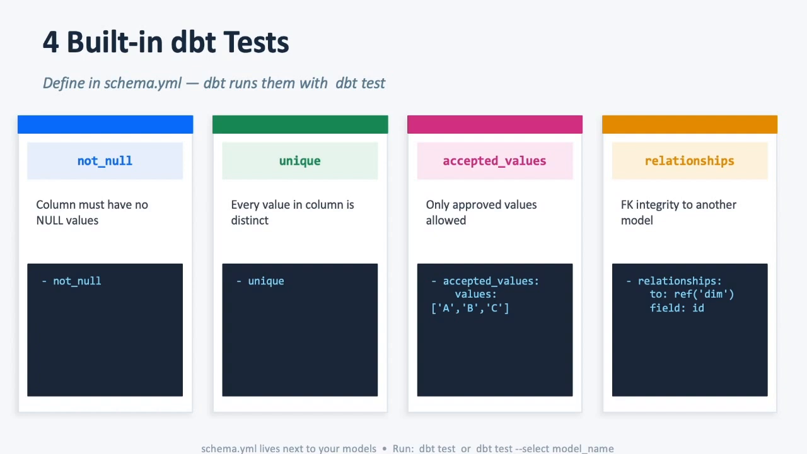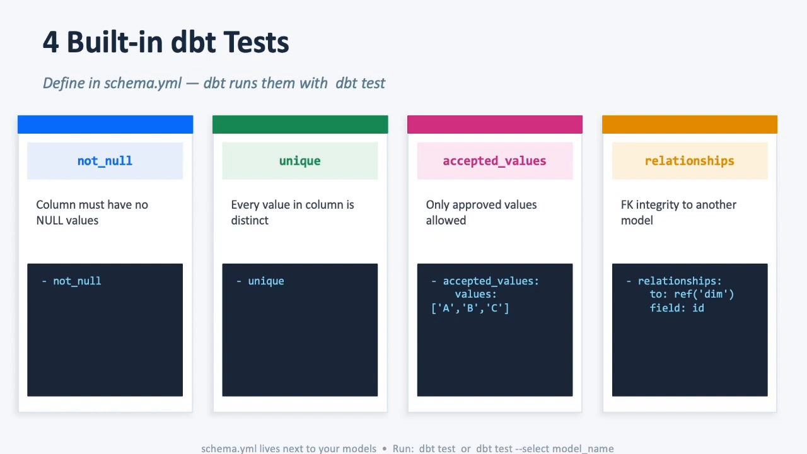The third built-in test is accepted values. This checks that a column only contains values from a defined list. For example, if your status column should only be active, inactive, or pending, you define those values in YAML and any other value will fail the test.